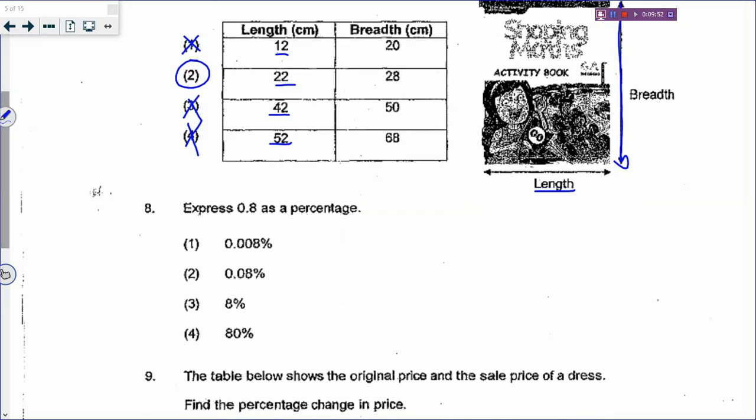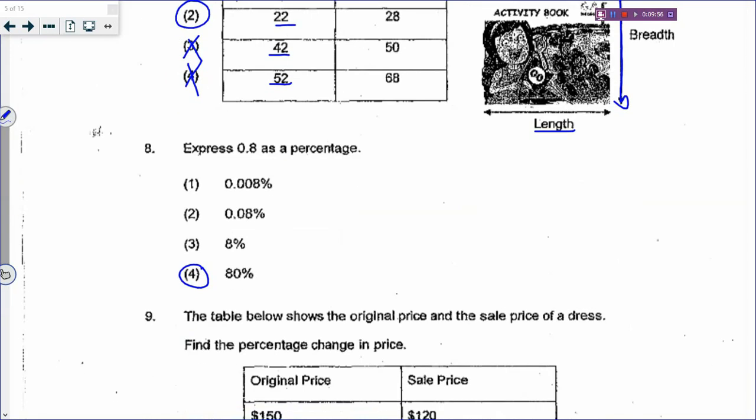Okay, question 8. Your answer is number 4. Now express 0.8 as a percentage. Now, from decimal to percentage, you can change the decimal into a fraction, which is 8 over 10, because there's one decimal place, so there's a 10, one 0.